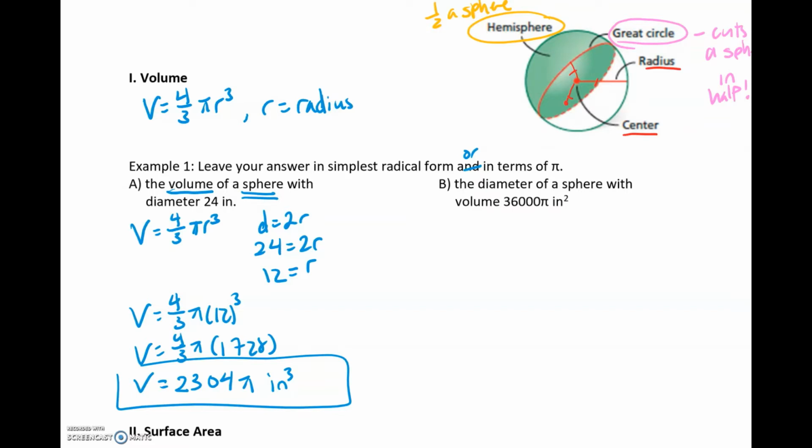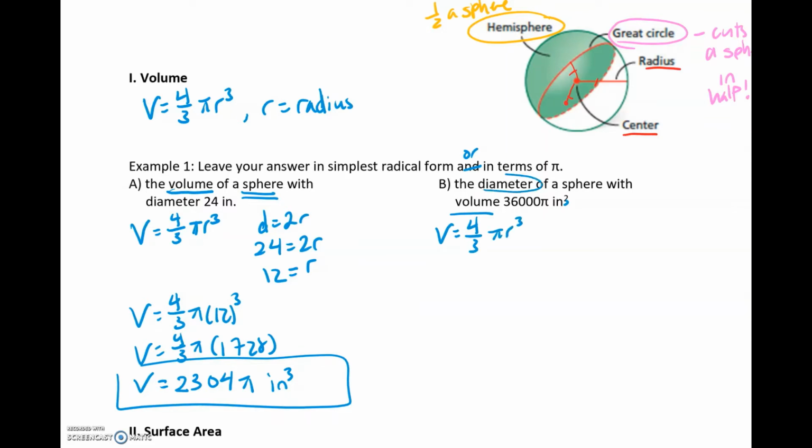But remember, as with all formulas, we don't always have to solve for just volume or surface area, right? We can solve for any missing piece. And in this case, we can go backwards and find the missing radius, or by extension, the diameter. So that's what we're doing here in part B. We're looking for the diameter of a sphere with volume 36,000 pi, and that should be cubic inches. That's a typo. So 36,000 pi cubic inches. So we want to remember, okay, I'm given volume, so that tells me the formula I'm going to work with, or at least one of the formulas I'm going to work with, 4/3 pi r cubed.